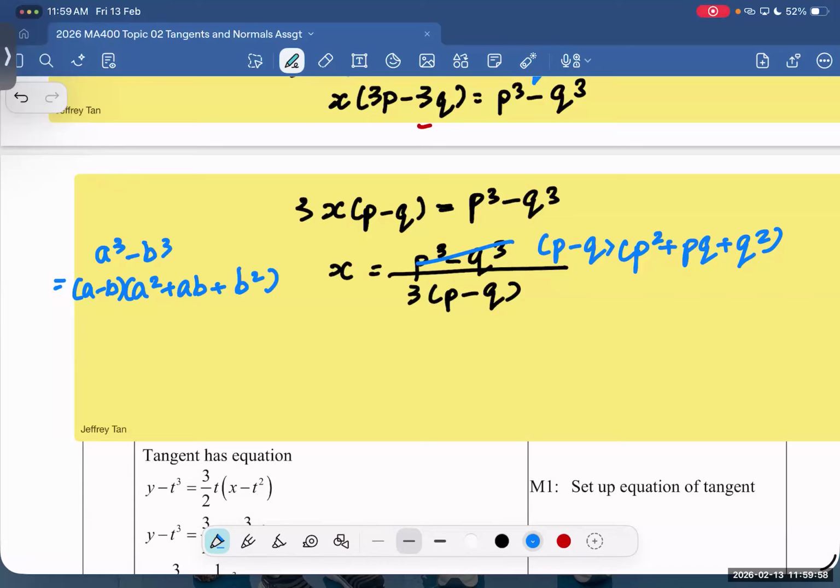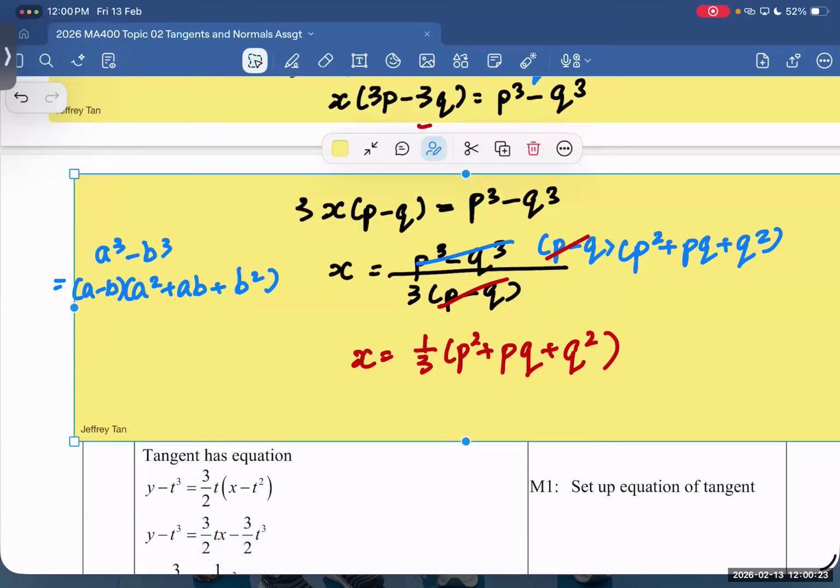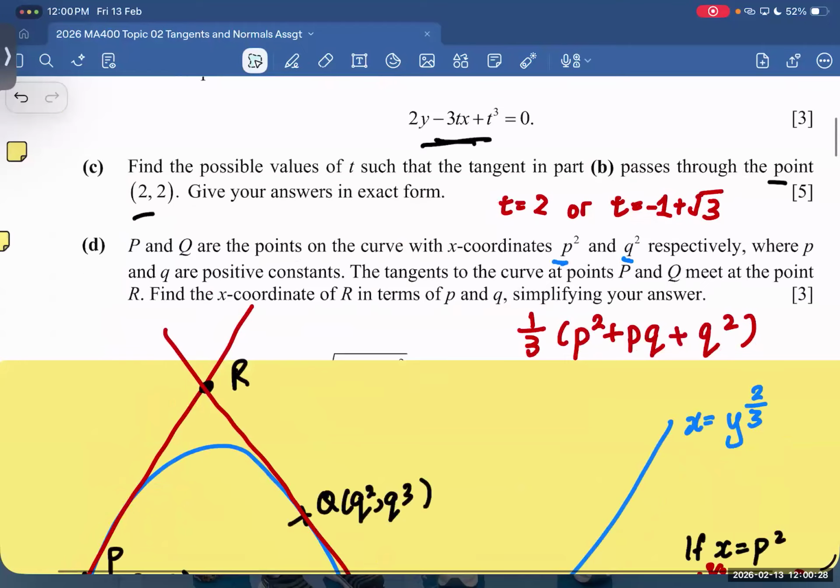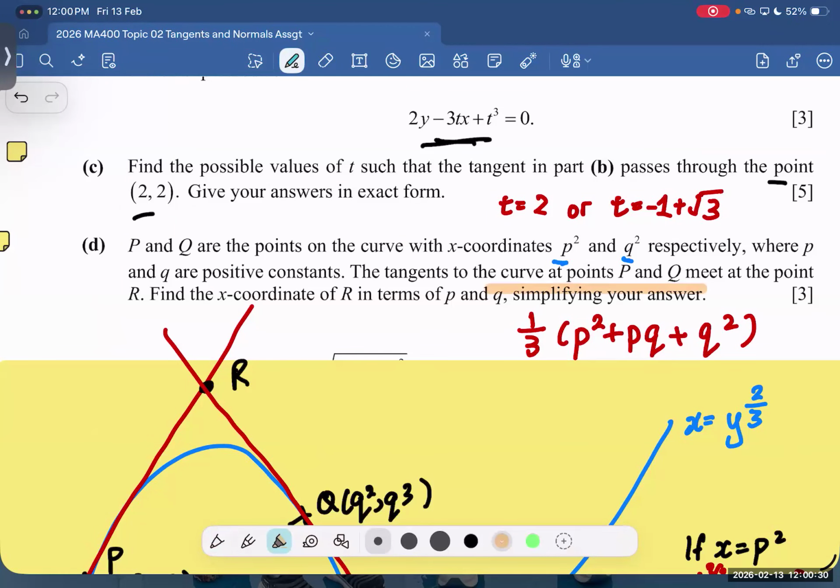Go figure it out. Okay, but I think you can see when I'm going very slowly through this with you, the message is quite obvious. So now, cancel. Then you have x to be 1/3 of p square plus pq plus q square. Okay, so you notice the question says simplify it as much as possible. The question said this one. Simplify your answer, which is why I need to simplify my answer.